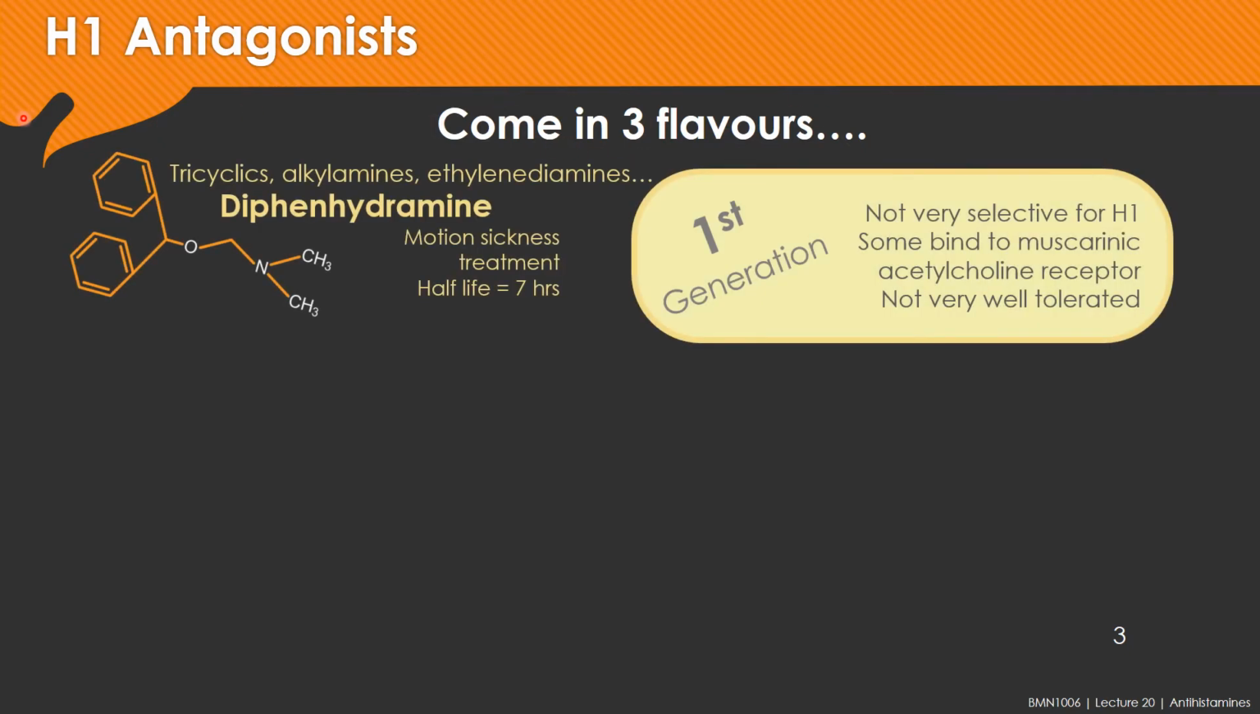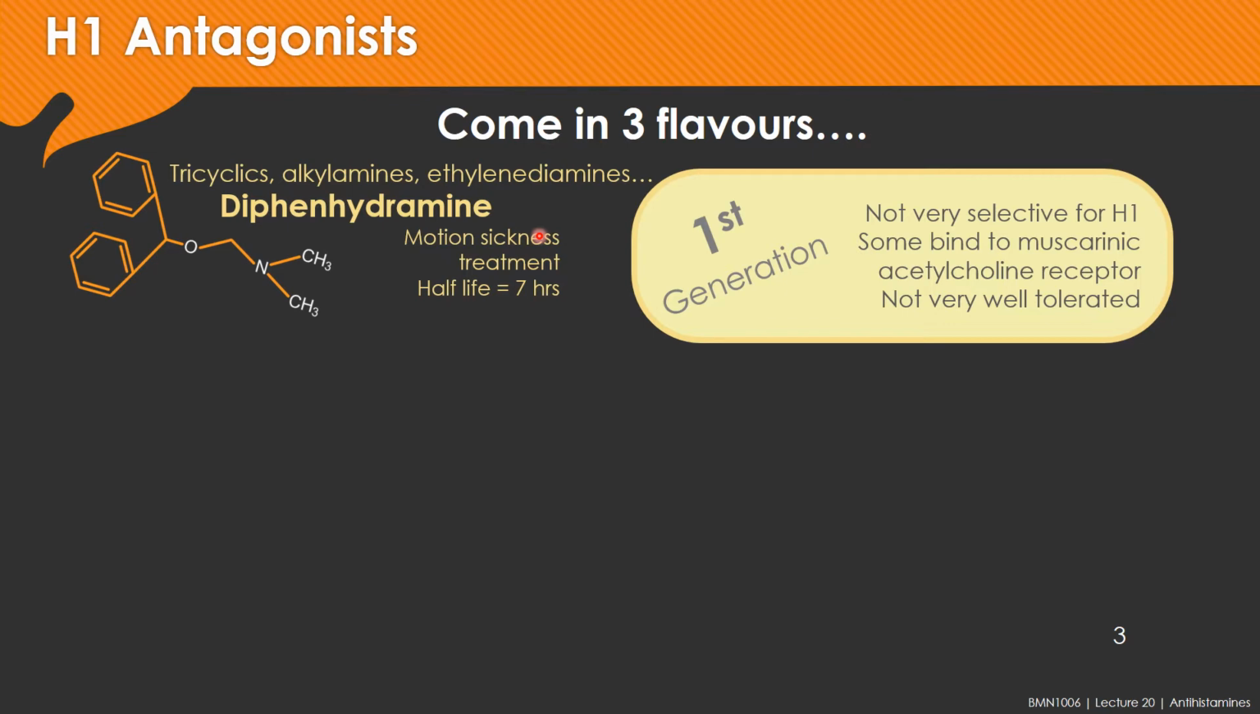The first generation antihistamine is not very selective for the H1 receptor because they can also bind to the muscarinic acetylcholine receptor. For this reason, patients will encounter side effects like difficulty in urination and a dry mouth. These drugs are not very well tolerated because they can cause massive drowsiness. One classic example of the first generation drugs is diphenhydramine as mentioned just now. Because of its side effects, we actually use it to treat motion sickness such as vertigo or nausea.